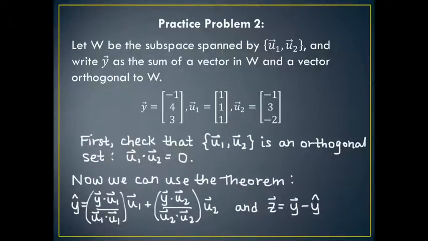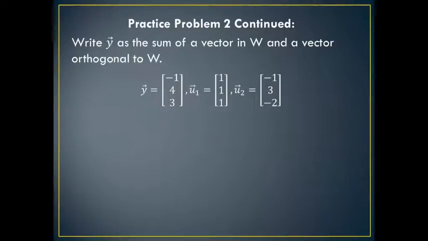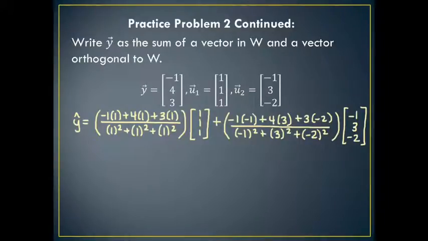Alright, so now let's actually apply the theorem. Write y as the sum of a vector in W and a vector orthogonal to W. Okay, so here is what I just put up on the screen. Y hat equals y dot u1 over u1 dot u1 times the vector u1 plus y dot u2 over u2 dot u2 times the vector u2. That was written on the previous screen, and we've just applied it to the vectors we were given.